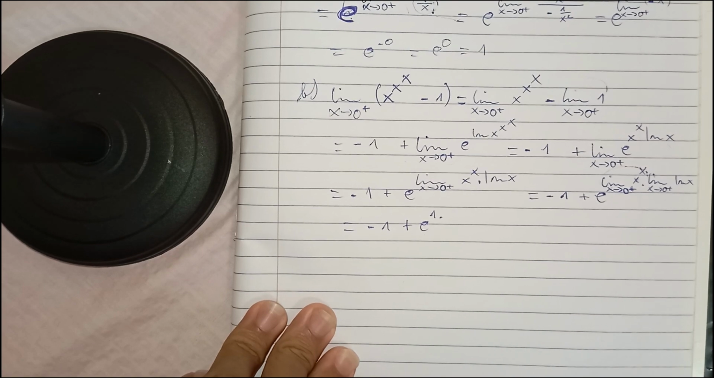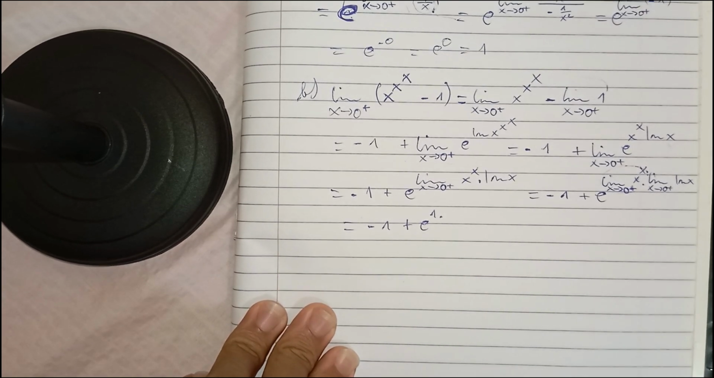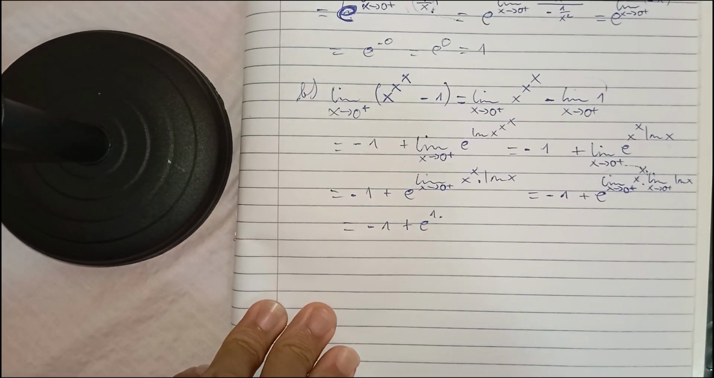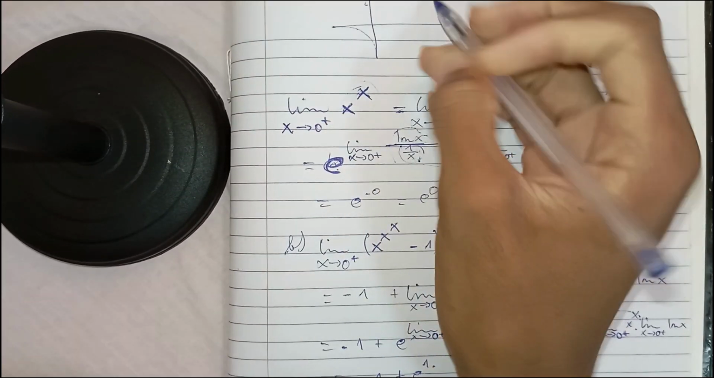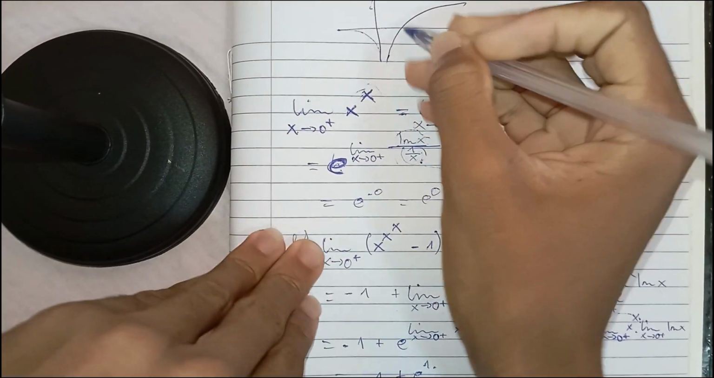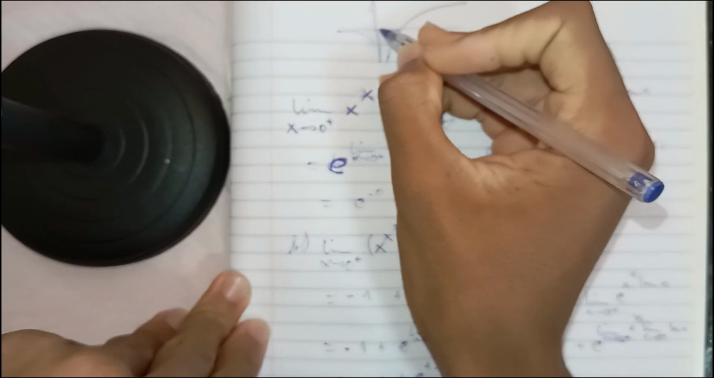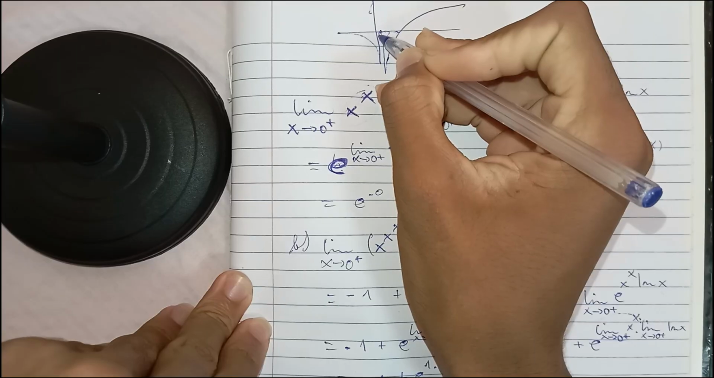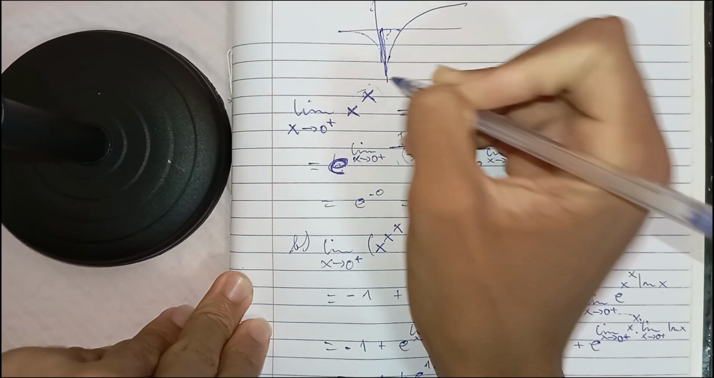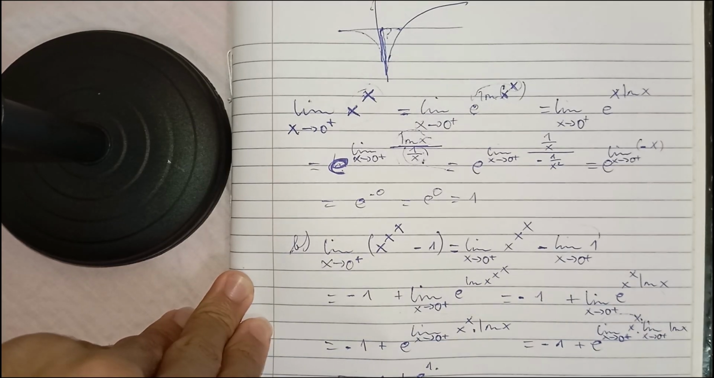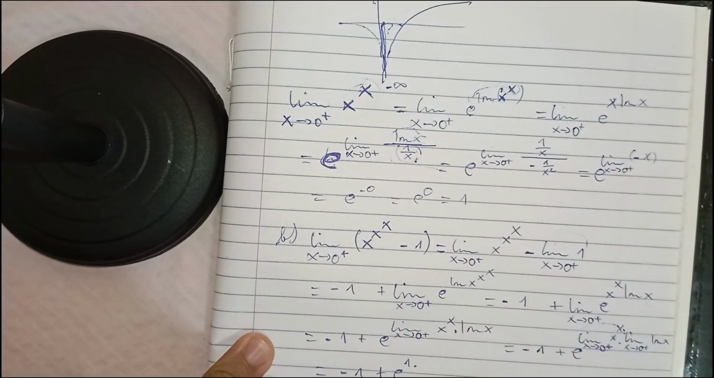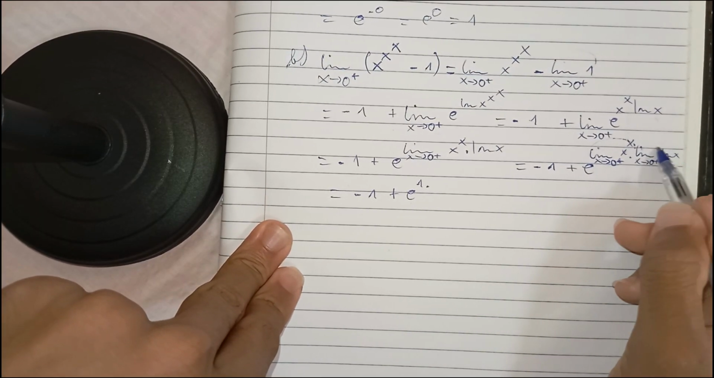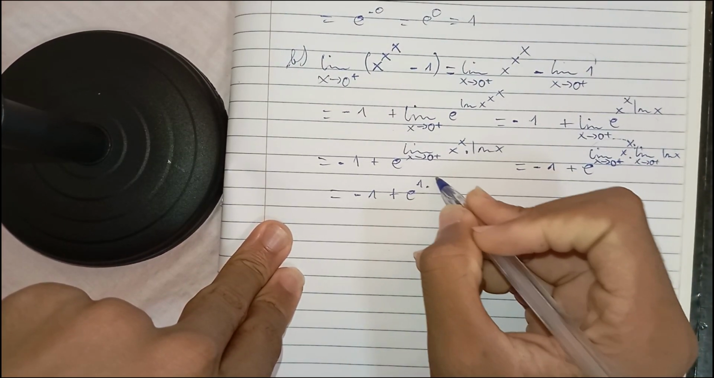When you sketch the graph of ln of x, it's something like this. So when x approaches 0 from the right, you see a tendency that it will approach minus infinity. It approaches minus infinity, you know. So this limit, I mean, it will be minus infinity.